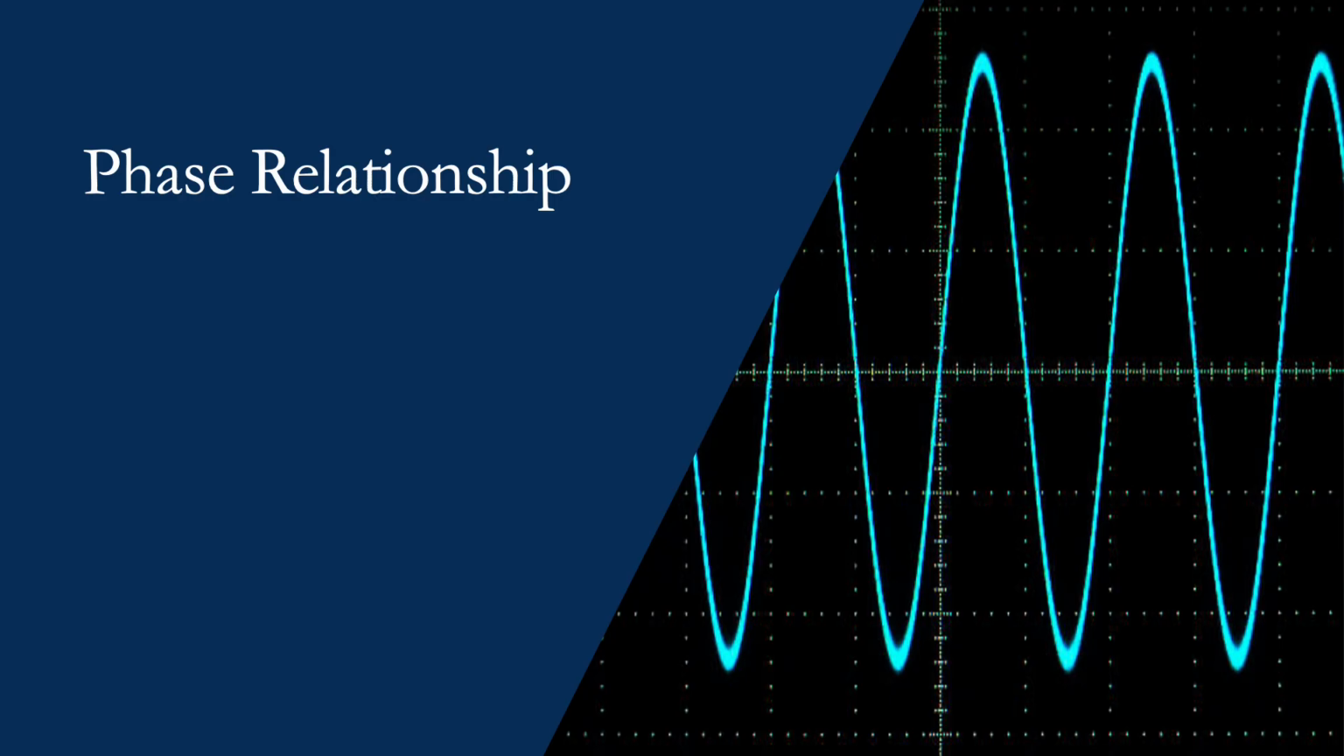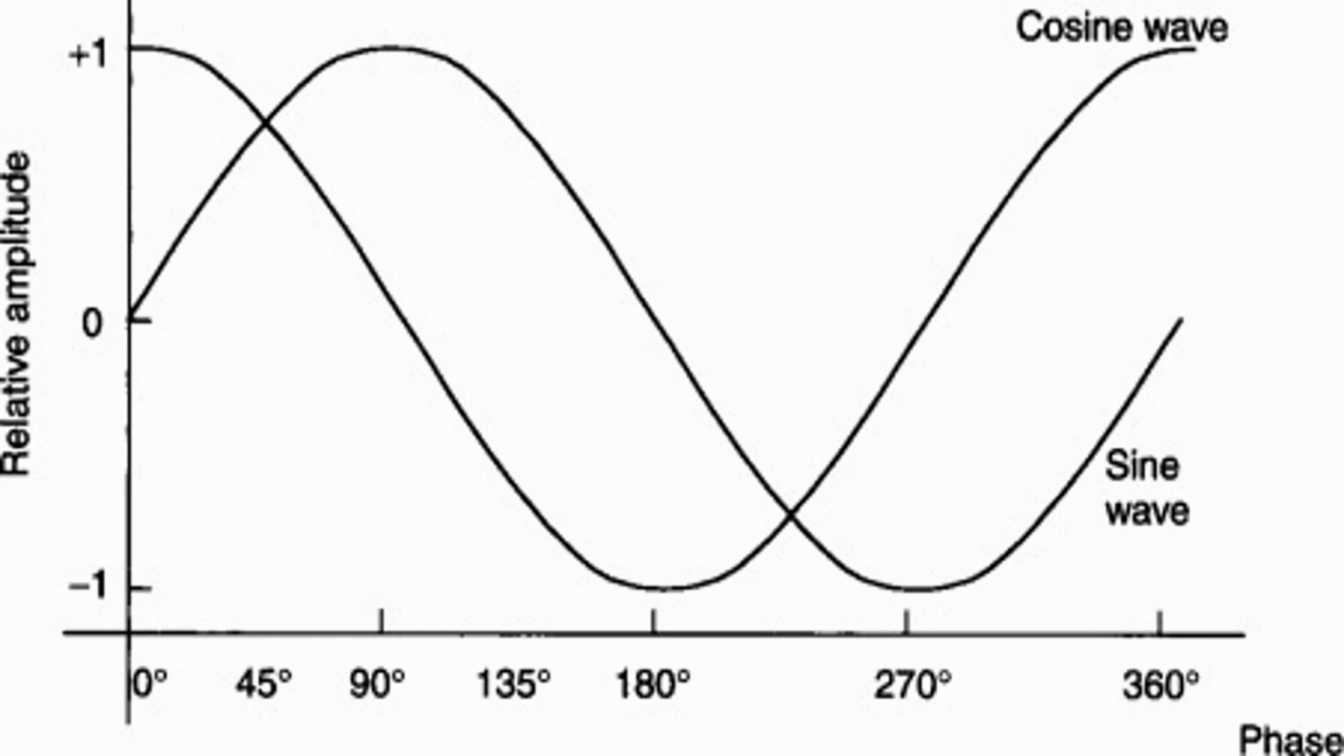Phase relationships. When two waveforms of the same frequency are shifted in time, they exhibit a set phase relationship. One wave can either lead or lag compared to the other, depending on whether the shift occurs before or after the reference waveform. This phase shift is measured in degrees or radians, such as a sine wave leading or lagging a cosine wave by 90 degrees.